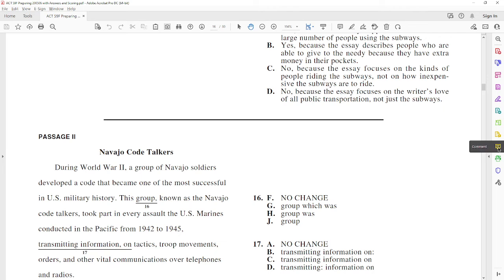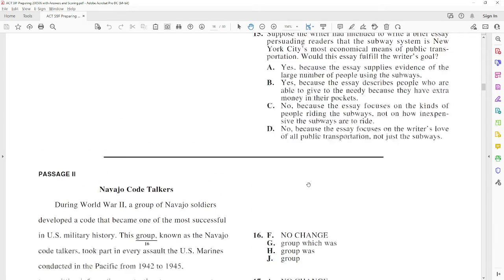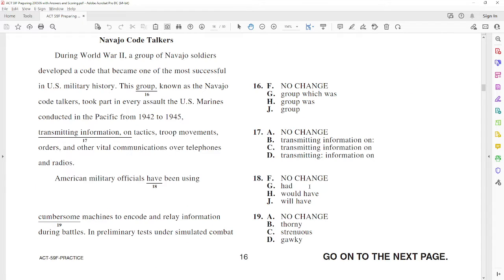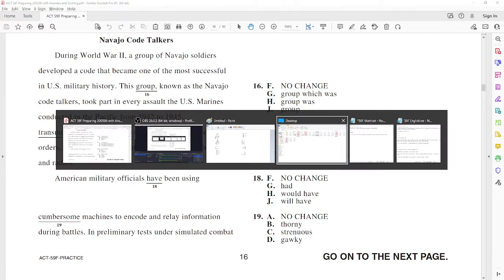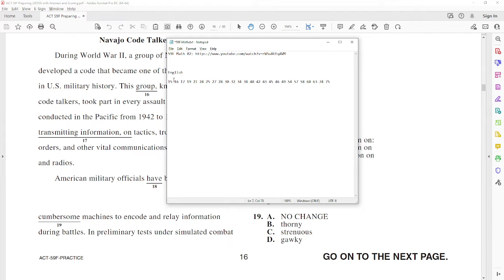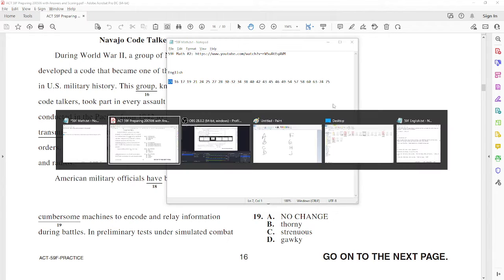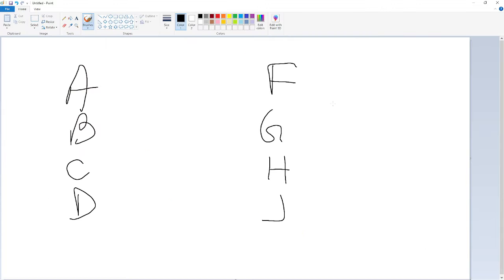Could not find a video on 59F, so now I'm going to have to make this little video myself with some explanations for the questions on the English section of 59F. I think I'll be able to find them for the math section, but the first one I have to work on is number 15.